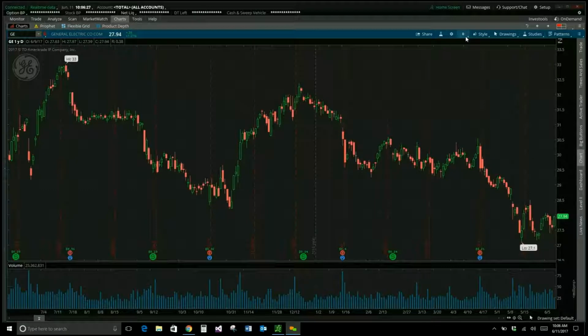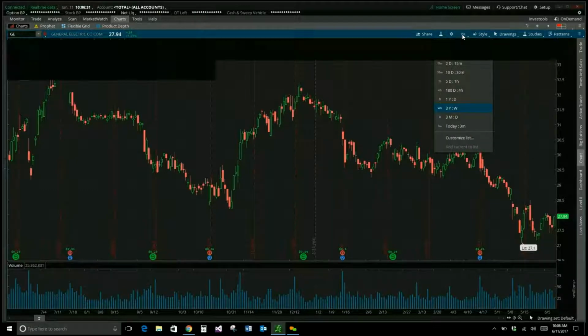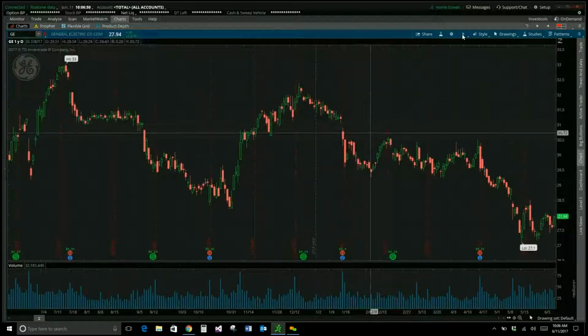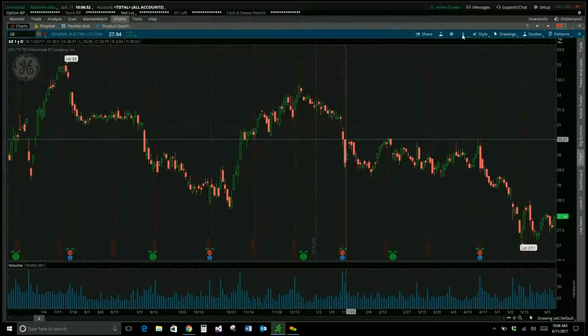That could also be a demand zone. If you look at the weekly chart, you've got a little demand zone right here, and then it breaks down. And so we're going to set up the resistance line right here.